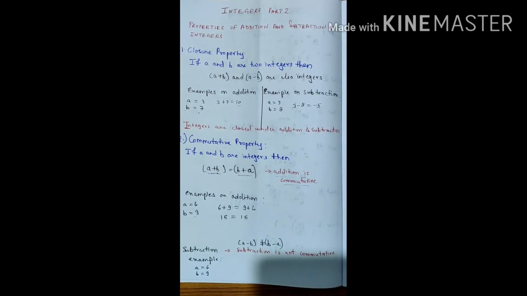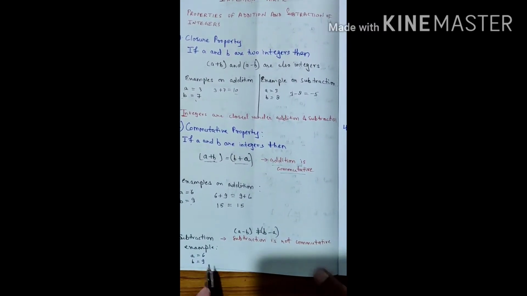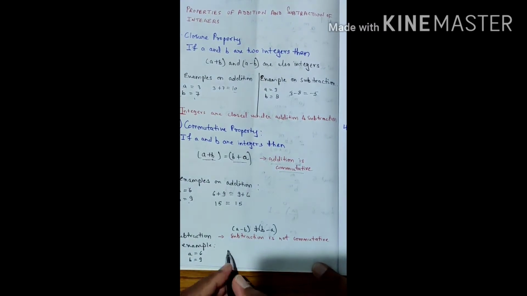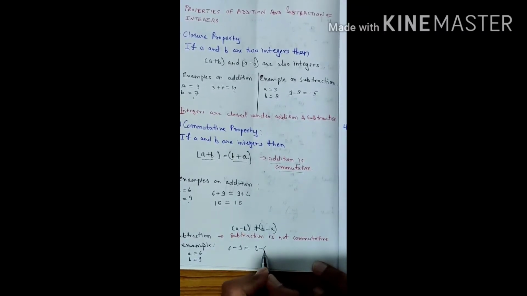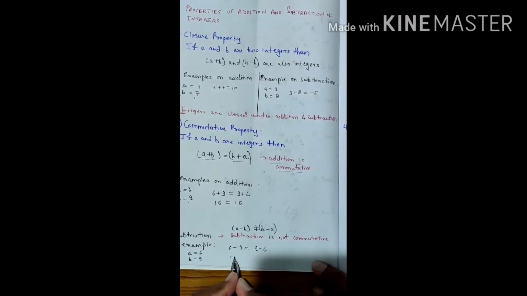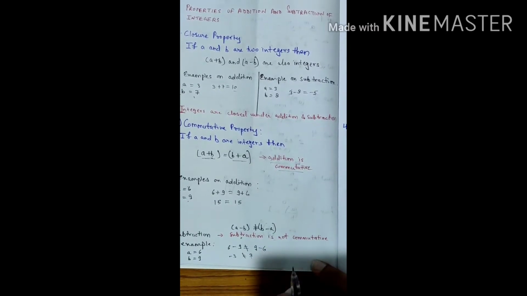Now let us see one example of subtraction also. In subtraction, first of all we'll see the condition. Here a minus b is not equal to b minus a. Now let us see through an example. a is 6 and b is 9. So we'll keep the values and check. We'll write 6 minus 9 equals 9 minus 6. This will be minus 3 and this will be 3. So is minus 3 equal to 3? Our answer is no, because one is a negative value and one is positive. Therefore, subtraction is not commutative.